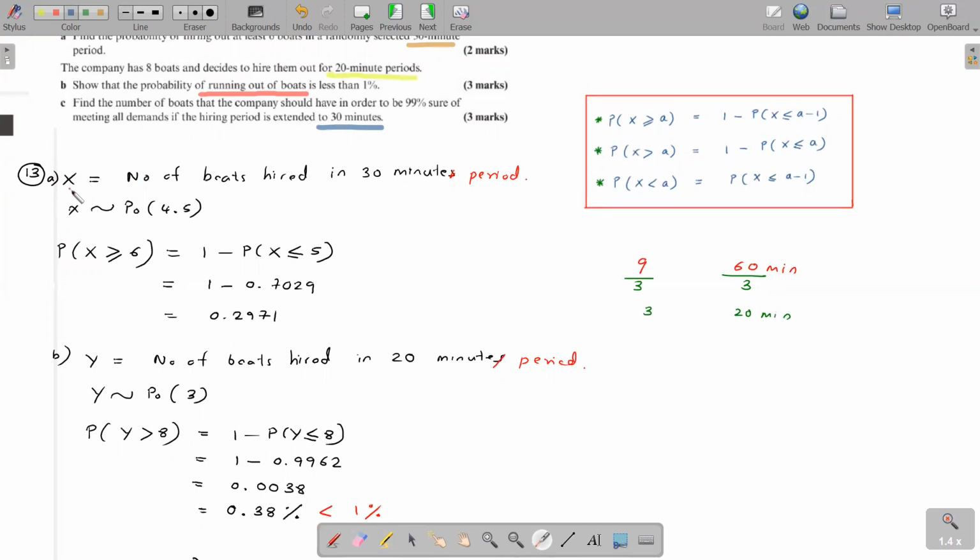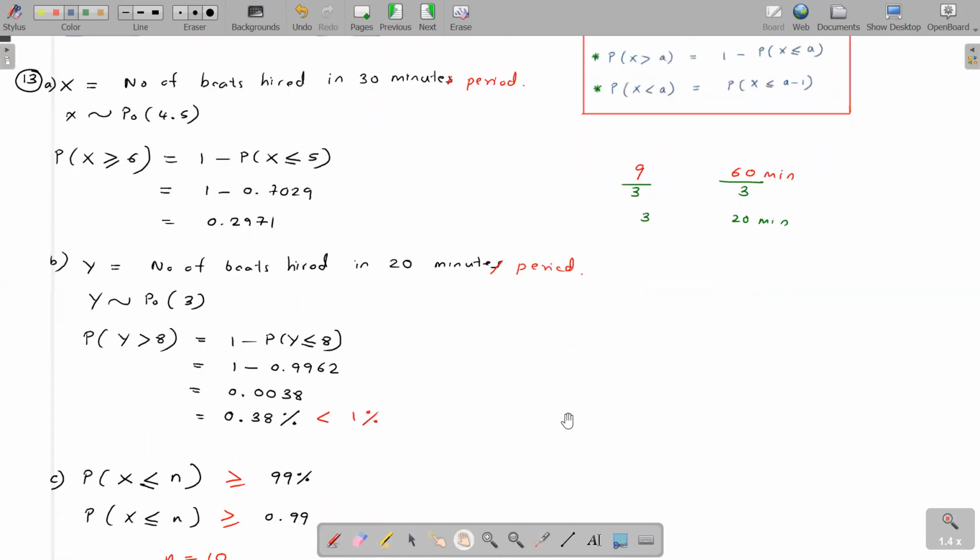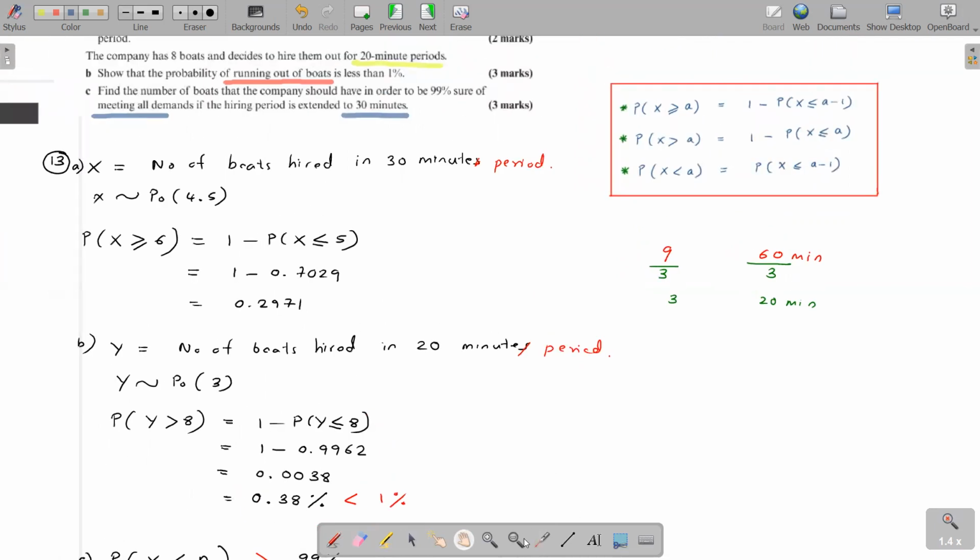Okay, so now what's the question? You had to find the number of boats that the company should have in order to be 99% sure of meeting all demands. So they need to meet all the demands and be 99% sure of meeting the demand when the hiring period is 30 minutes. If the hiring period is 30 minutes, we know first of all our lambda value is 4.5. Are you with me?